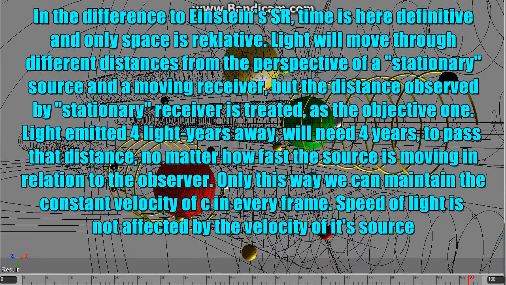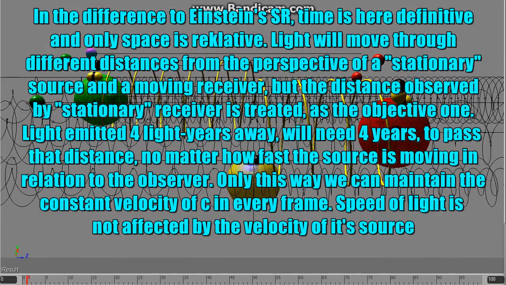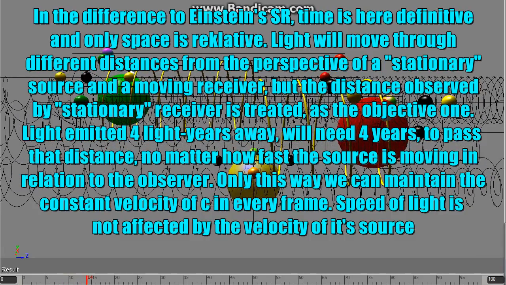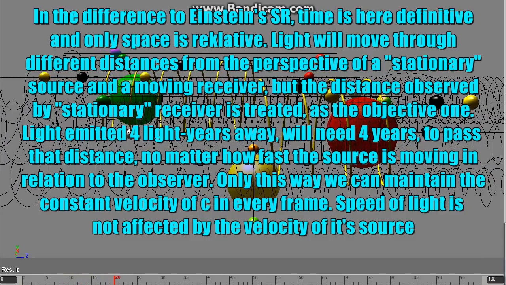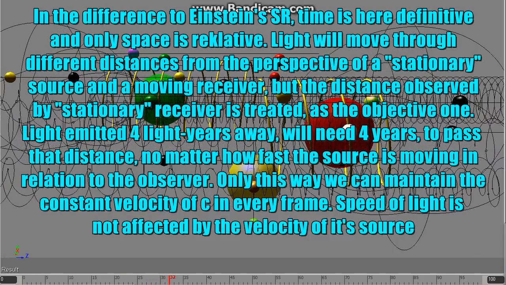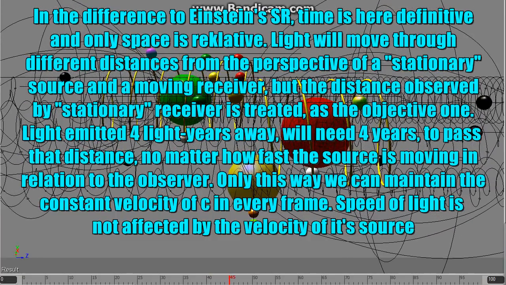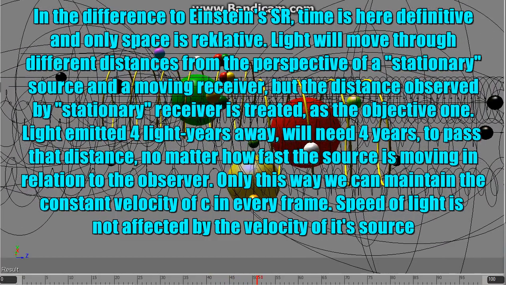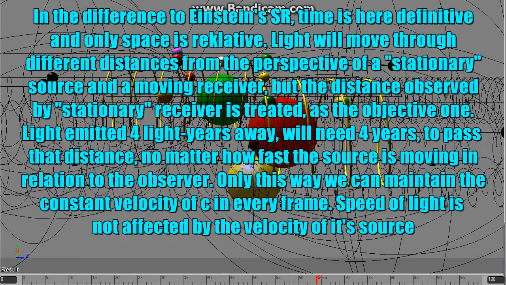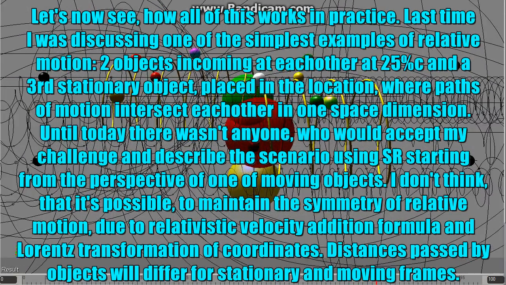In contrast to Einstein's special relativity, time is here definitive and only space is relative. Light will move through different distances from the perspective of a stationary source and a moving receiver, but the distance observed by the stationary receiver is treated as the objective one. Light emitted 4 light years away will need 4 years to pass that distance, no matter how fast the source is moving in relation to the observer. Only this way can we maintain the constant velocity of c in every frame. The speed of light is not affected by the velocity of its source. Let's now see how all of this works in practice.